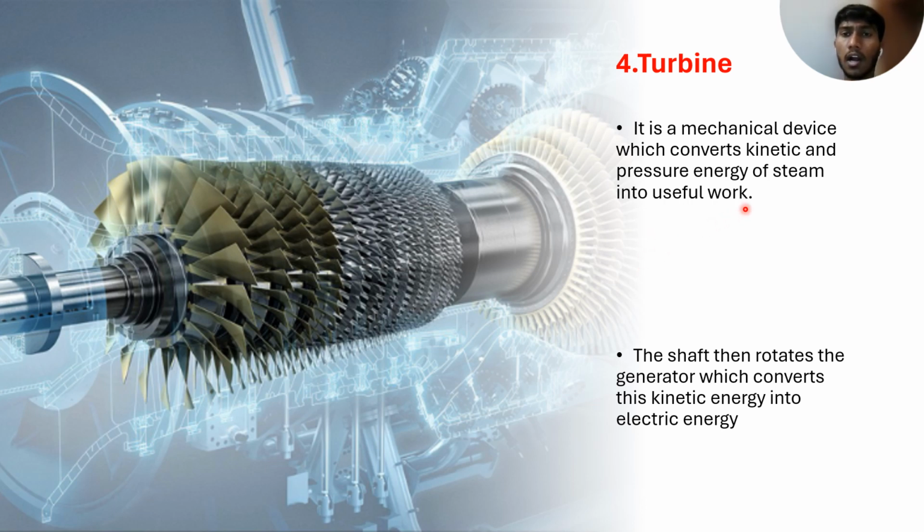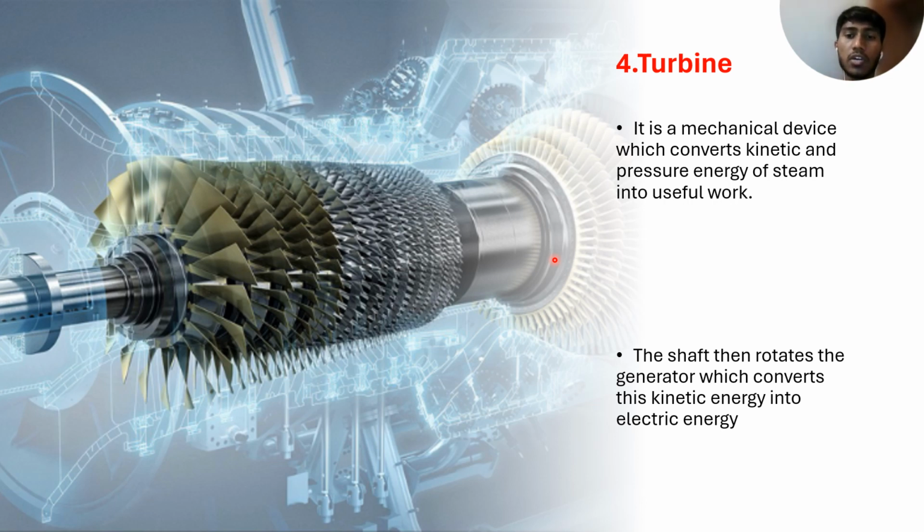So this steam comes to the turbine, and the turbine's blades will be rotating, and these blades will be connected to the generator shaft of the generator. The shaft then rotates the generator, which converts kinetic energy into electric energy. So as the turbine blades are rotating, automatically the generator's shaft also starts rotating.